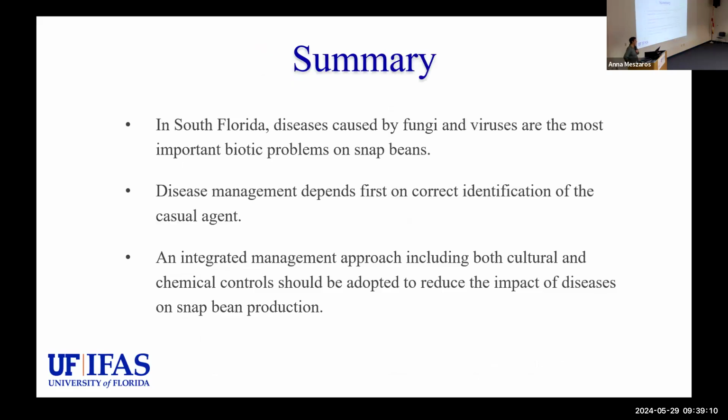And then in summary, in South Florida, it seems that the diseases caused by fungi and virus are the most important problems on snap beans. Disease management first depends on the correct identification of the problem. Once you identify it, it's important to use an integrated management approach, including both cultural and chemical controls, in order to reduce the impact of the diseases on snap bean production.